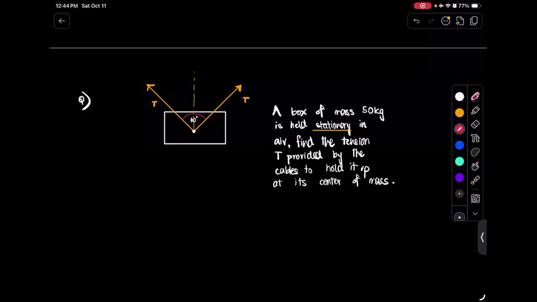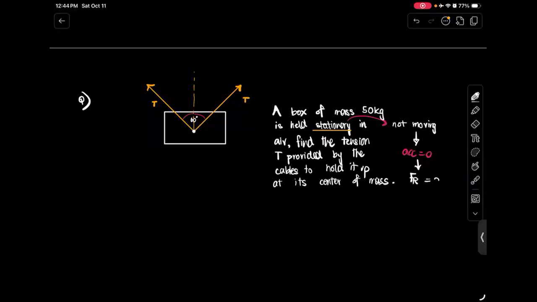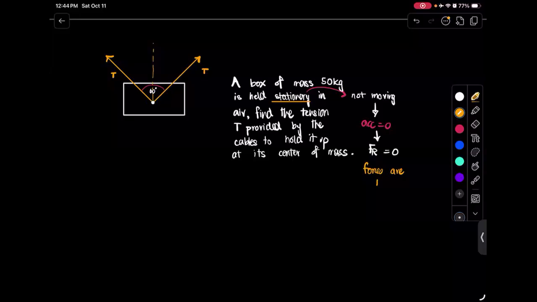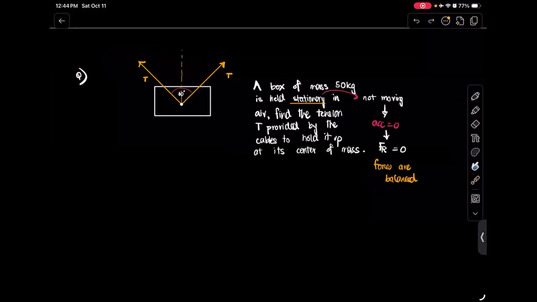Now, stationary is a very, very important word over here. That means that it is not moving. If it is not moving, that tells you something very important: your acceleration is zero. If acceleration is zero, that must mean your resultant force is zero. And what does a resultant force of zero mean? That means that your forces are balanced. So stationary tells you a very, very important point, that the forces are balanced in this example. Can you try solving it?